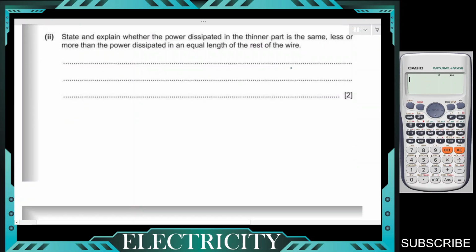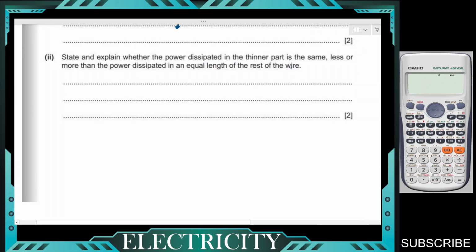Up next, we have the other one. Once again, a theoretical question. State and explain whether the power dissipated in the thinner part is the same, less, or more than the power dissipated in equal parts of the rest of the wire. For a quick recap, I'm going to write down the formula of power. Electrical power equals I squared R in terms of the current and resistance.